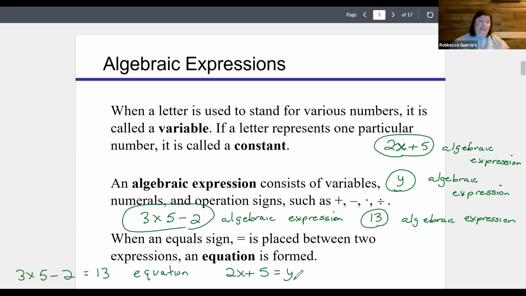Right, 2x plus 5 equals y. That is also an equation. So all an equation is, you just take two expressions. It doesn't matter which two expressions I put together, we make an equation out of it. Now, whether it's equal or not, that's a whole other thing.